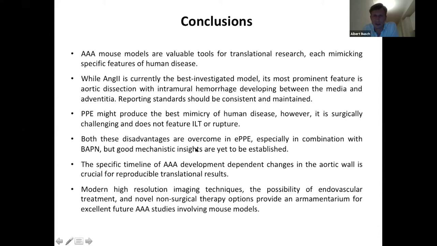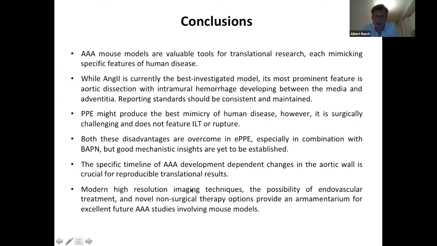So we're curious to see what happens here at different time points and how well this actually reflects what happened in humans. I'm stressing this point a lot. So the specific timeline of the development of the aneurysmal lesion in those mouse models is very crucial to actually look at really translational results here.